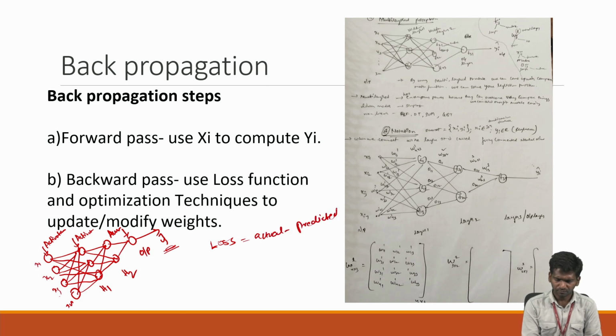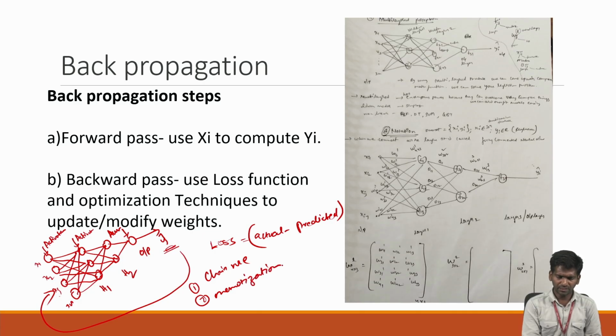With the help of the loss function we will calculate actual value minus predicted value. If the actual value and predicted value vary too much, then we need to give this output as input again. This is actually the backpropagation. During this process there will be two steps happening: one is the chain rule and the other one is memoization. These two steps occur in backpropagation.